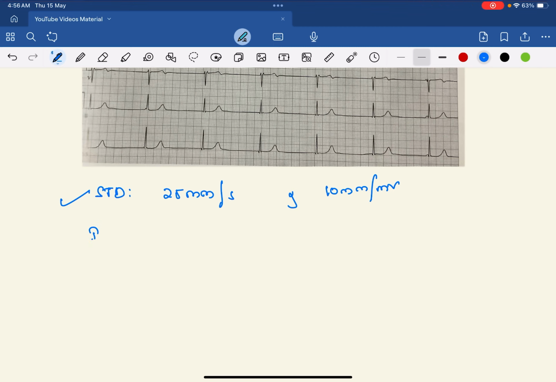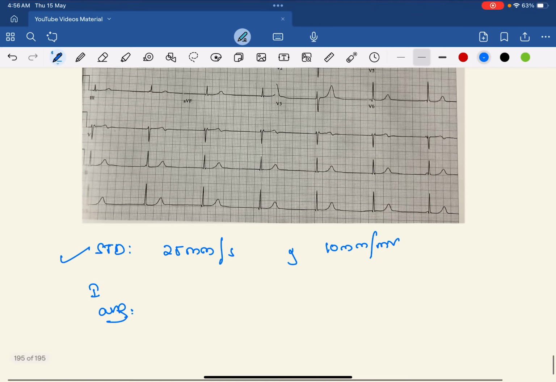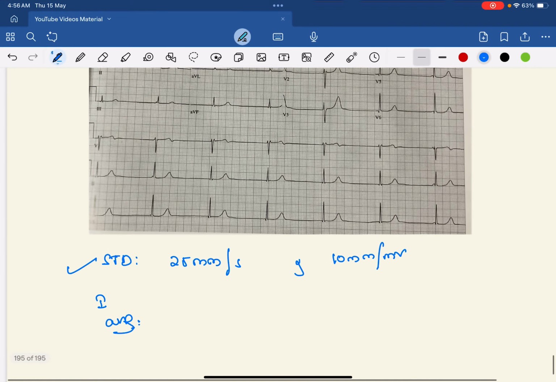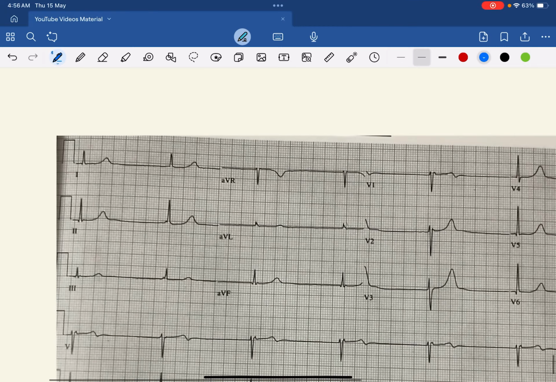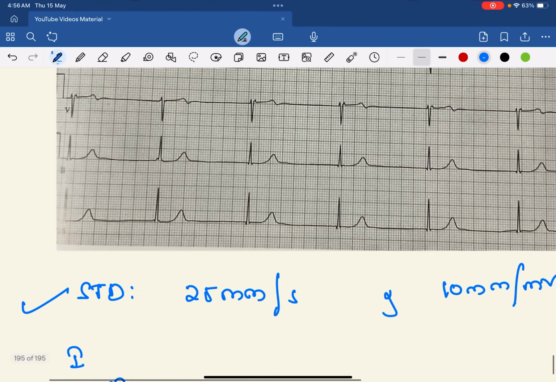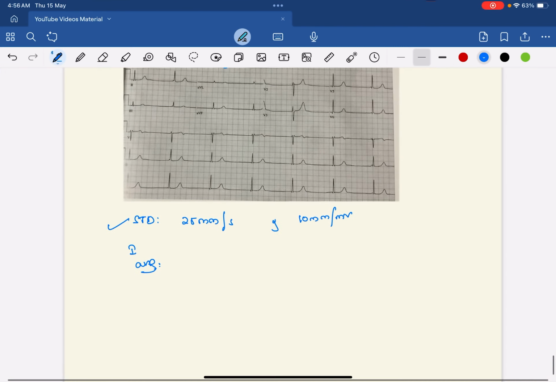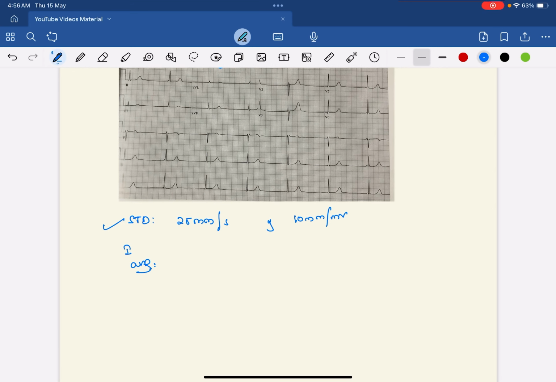Then you have to see lead 1 and aVR. If lead 1 is positive and aVR is negative, it means it is taken properly. Here lead 1 is positive, that is predominantly upward, and aVR is predominantly negative, so it is taken properly. So there are no technical errors in this ECG.